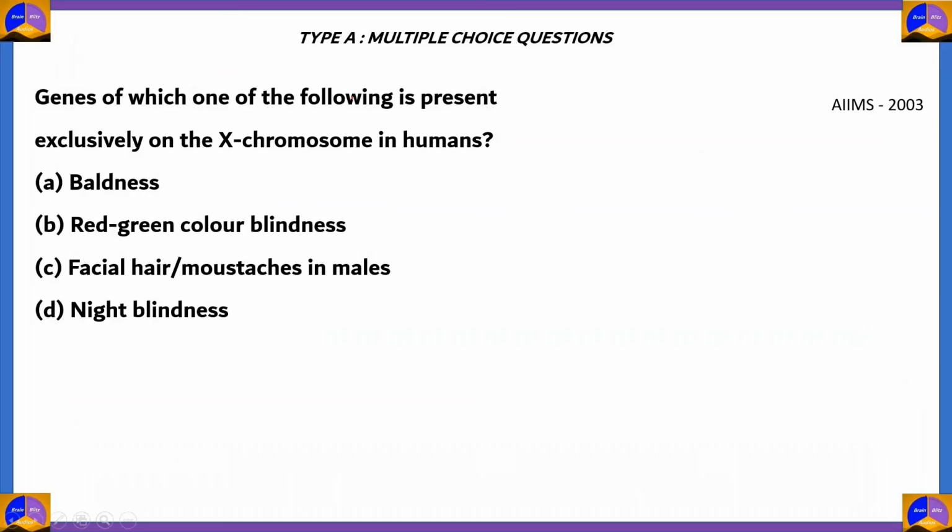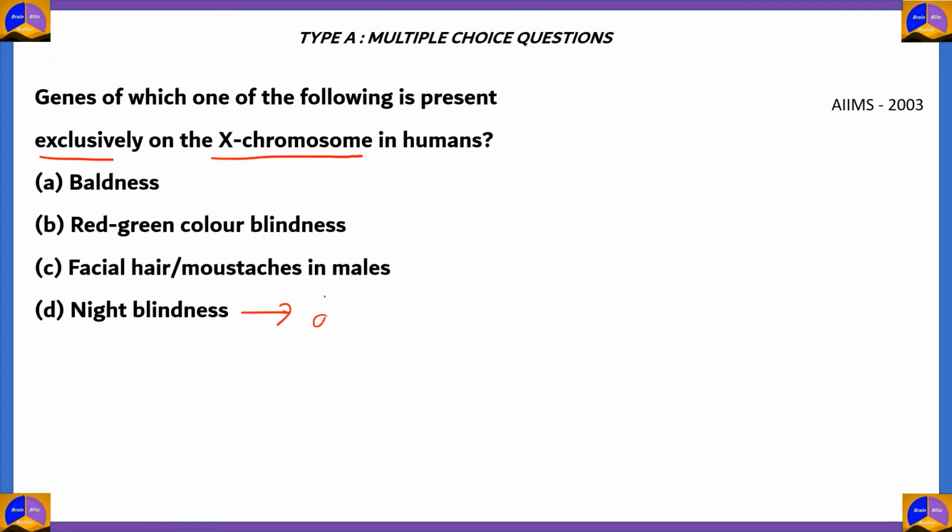Let's look at this question. Genes of which of the following is present exclusively on the X chromosome in humans? A, baldness, B, red-green color blindness, C, facial hair or mustaches in males, and D, night blindness. Let's look at each of our options one by one.